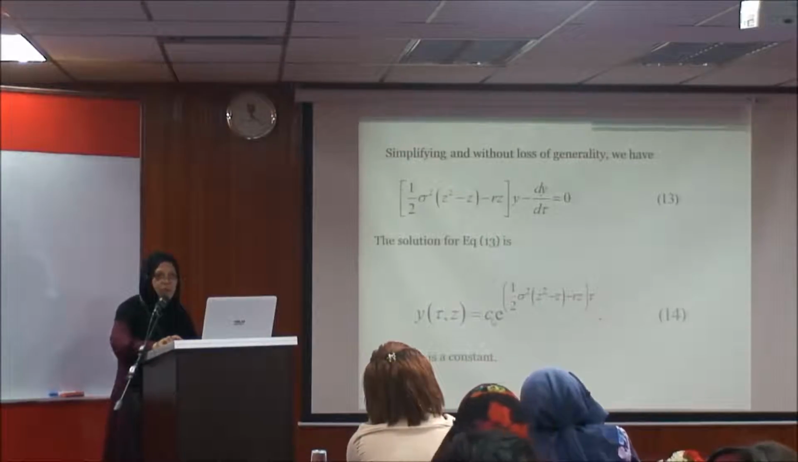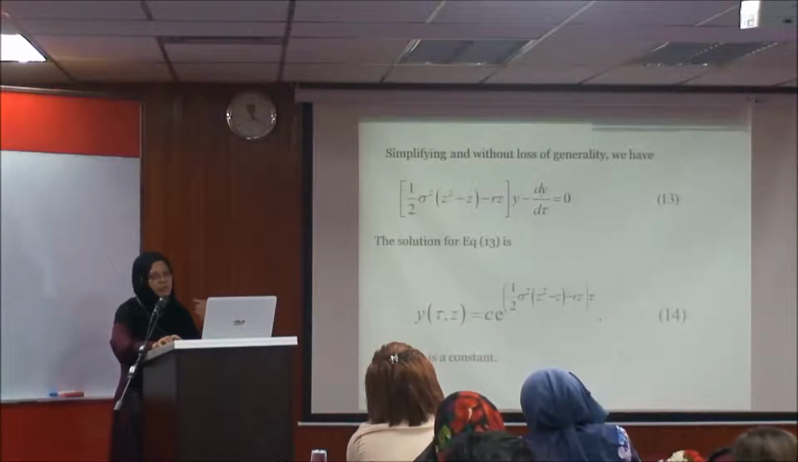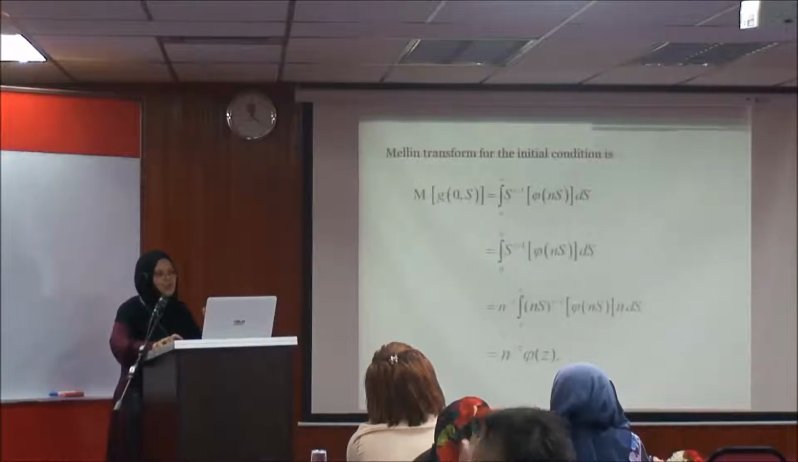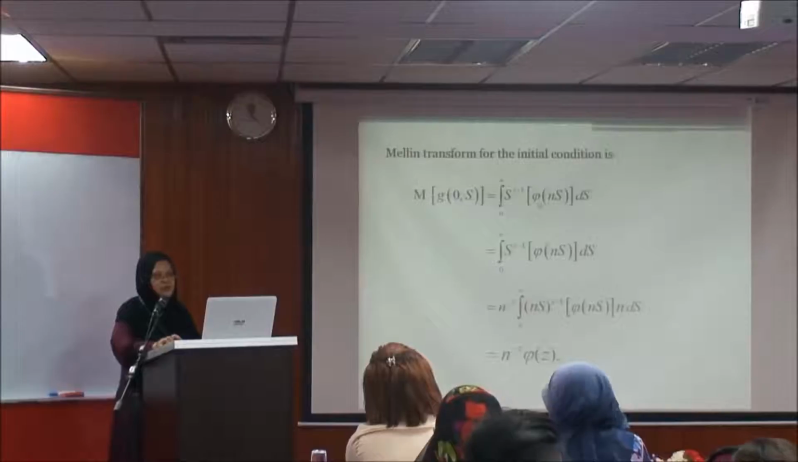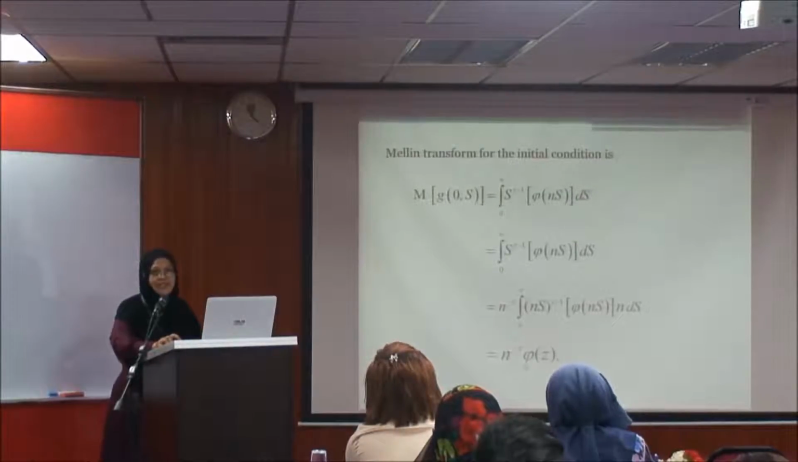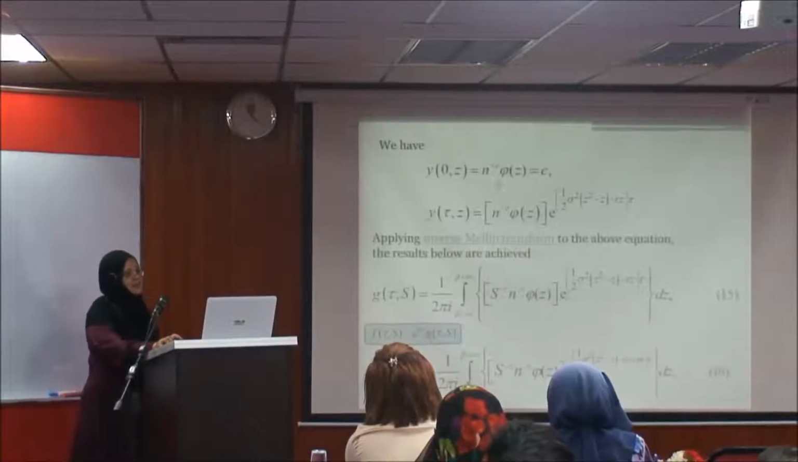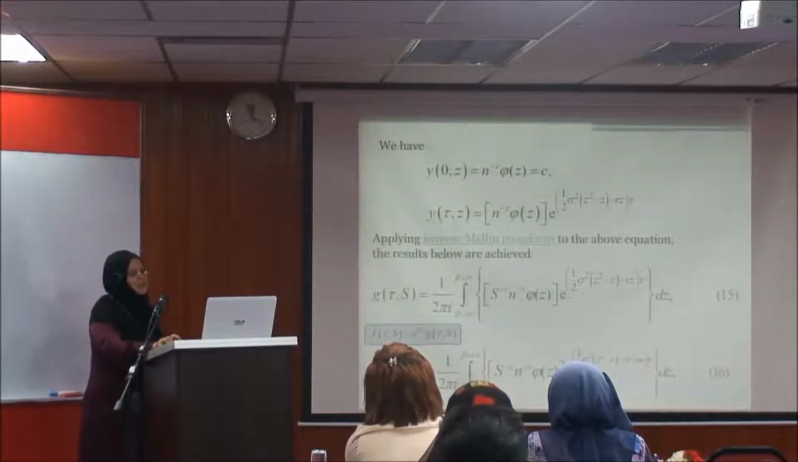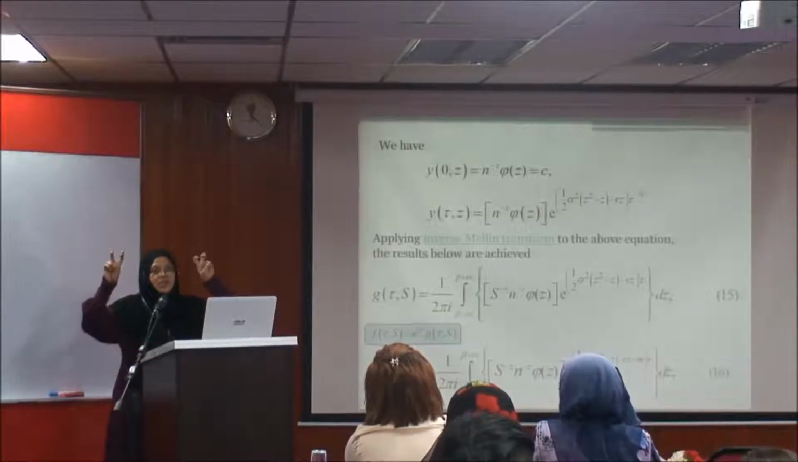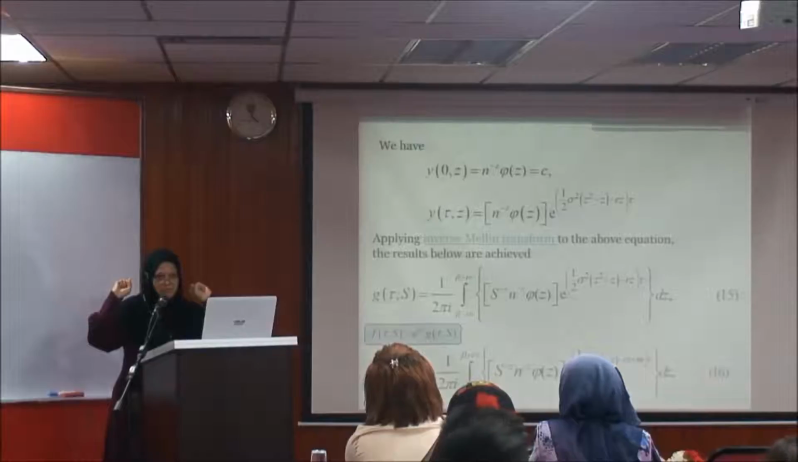Since we have used the Mellin transformation, we also have to transform our initial condition. So we have just now g of 0 s equals phi of s. So we are going to use the Mellin transform on the initial condition in order to find c. Okay, so we get c here, and this is our analytical solution, which is in the transform form.